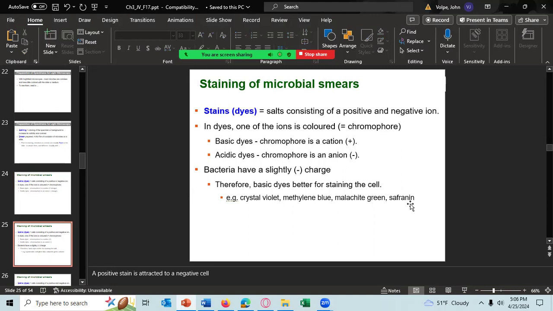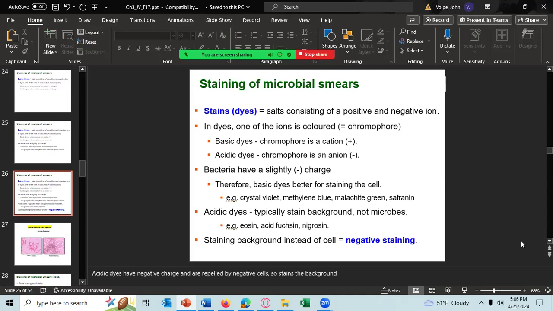Bacteria have a slightly negative charge, and therefore a basic dye is better for staining the cell. Some basic dyes include crystal violet, methylene blue, malachite green, and safranin. And these are the commonly used stains in microbiology. Acidic dyes normally stain the background, not the microbe. Some examples of an acidic dye are eosin, acid fuchsin, and nigrosin. If you stain the background instead of the cell, it is called negative staining. Any question about that? So an acidic dye is often called a negative stain.